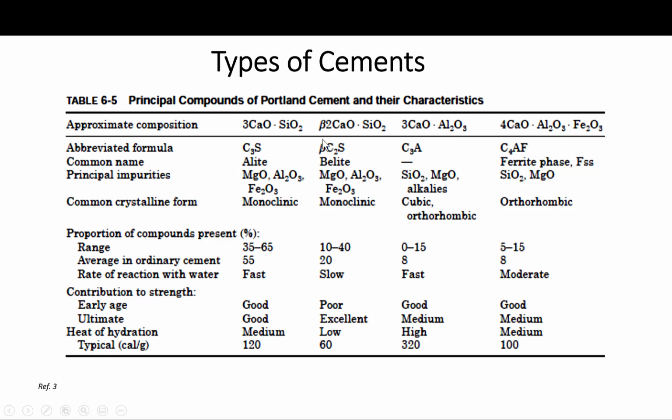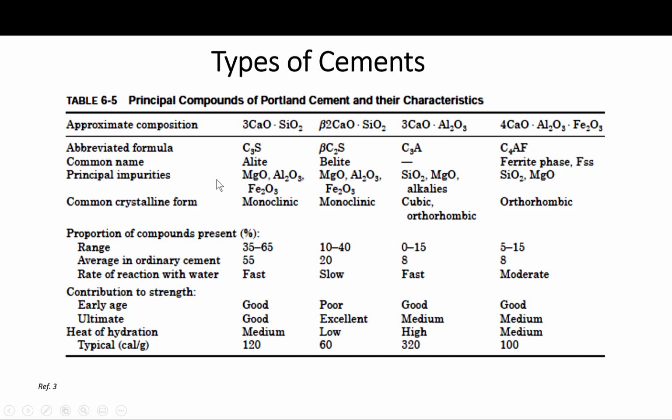This is the approximate composition of each. The abbreviated formula, as we have talked about, you're familiar with by now. This is the common mineral name. It's in the impure phase. So for the C3S, it's alite. For the C2S, it's belite.